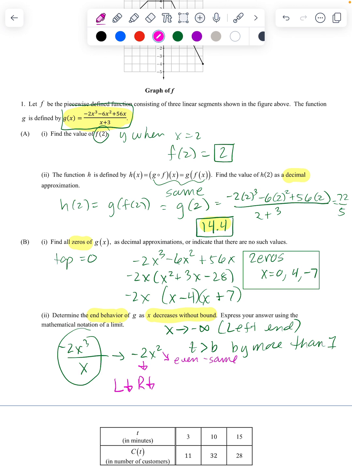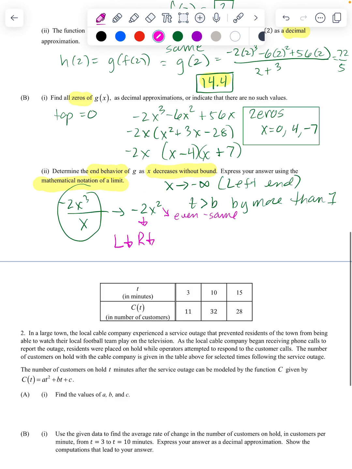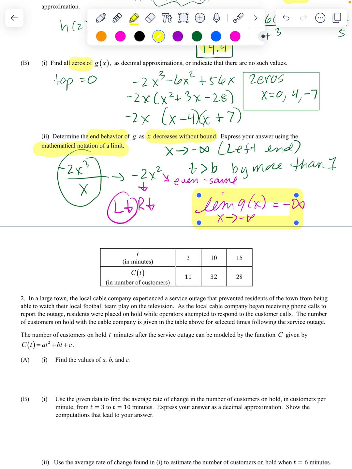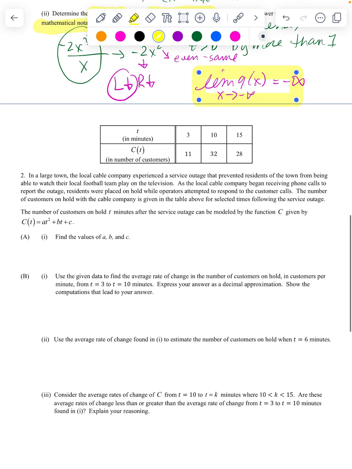So it says express your answer using mathematical notation of a limit. So you absolutely have to write your answer as the limit as x goes to negative infinity of function g of x, because that's what we're talking about. And to say that it's going down, you would use negative infinity. So this is the way you have to write your answer to get full credit on that part of the FRQ. So on that part, I did not need a calculator for anything.